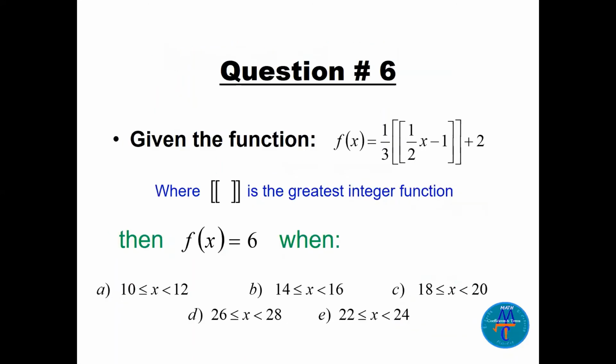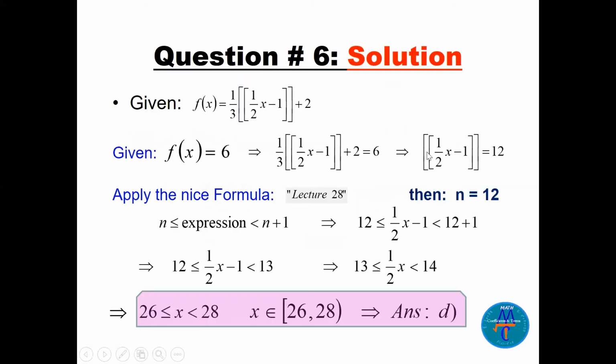Now, question number 6 about the greatest integer function. We have a function given there, and then f of x is equal to 6. That means the y value here. See, I replace f of x here by 6. What are the values of x that will give me the integer, or the y, or the n equal to 6? So we replace here 6, then we start to solve this by a formula. We call it the nice formula. You can see that in lecture 28.